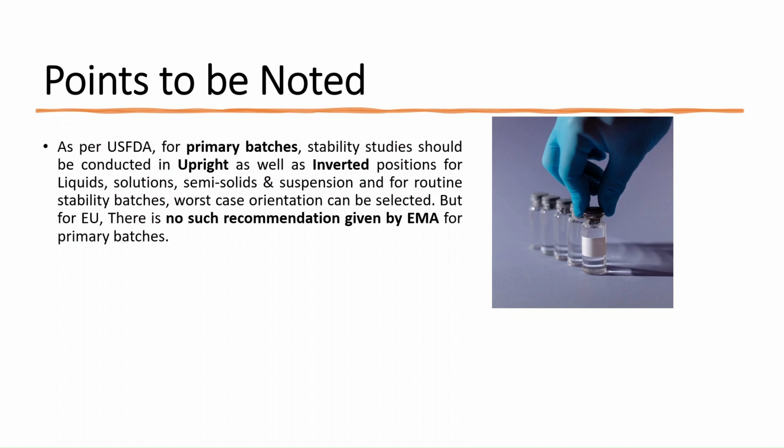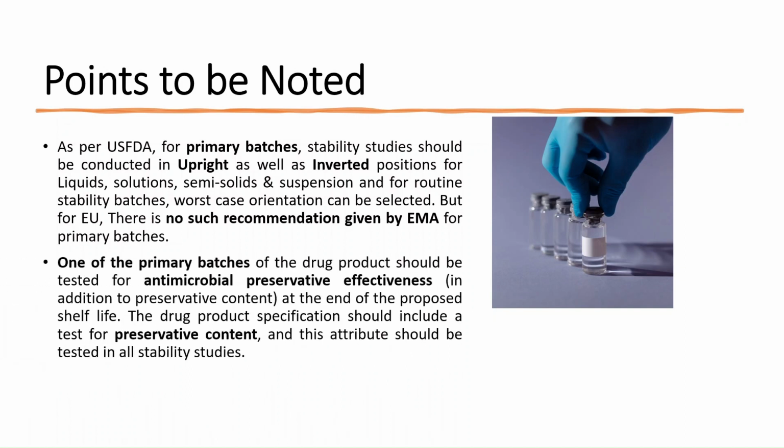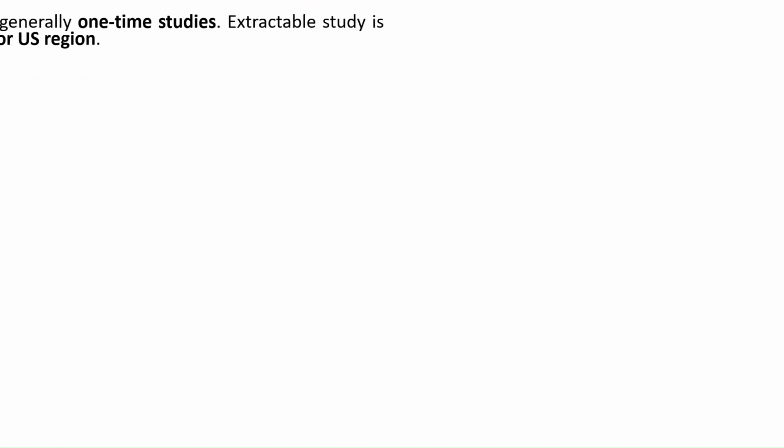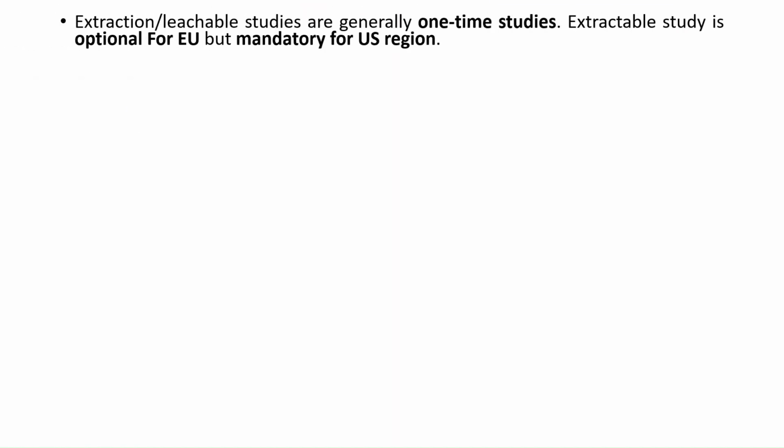But for the European Union, there is no such recommendation given by EMA. And secondly, if your product contains any preservative, then for one of the primary batches, the antimicrobial preservative effectiveness as well as the preservative content has to be tested in the stability studies and data has to be given to the regulatory authorities. Coming to the next point, extractable and leachable studies are mandatory for US, but optional for EU.